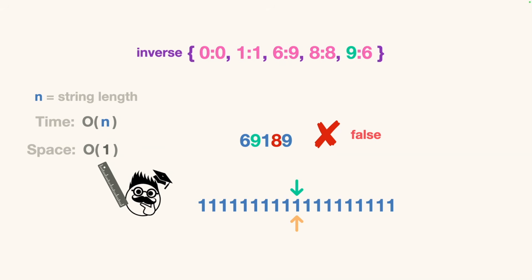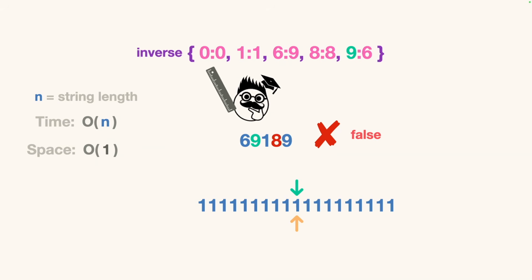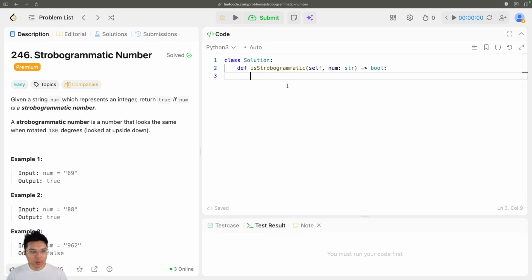The space complexity here is just constant. Although we use a hash map to store our inverse information, that's going to have a fixed size. Notice that the literal hash map you're going to create is only going to have 5 different entries. And so we say that it's constant space. All right, so let's go over the code for this one.